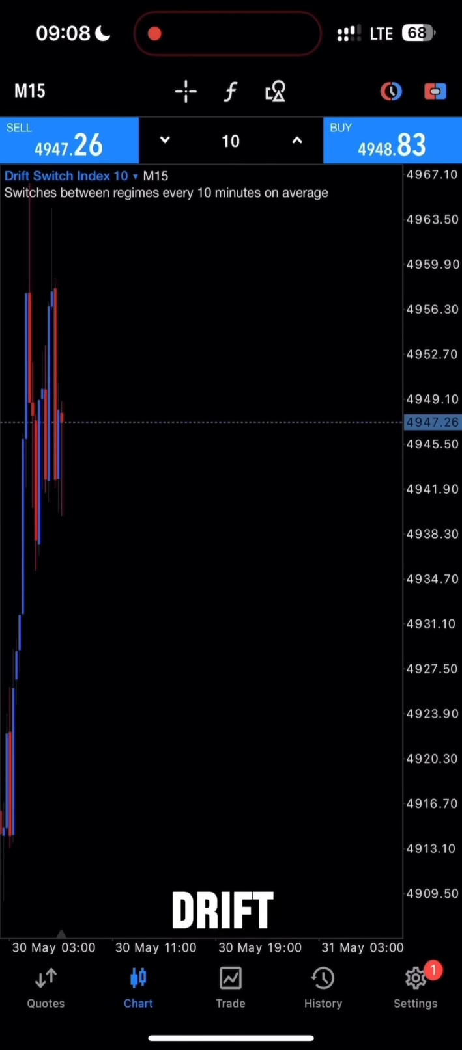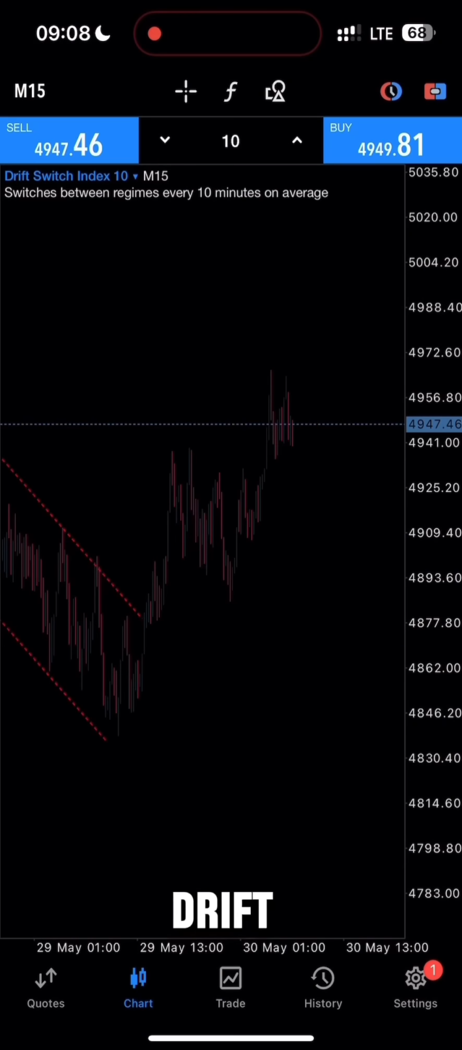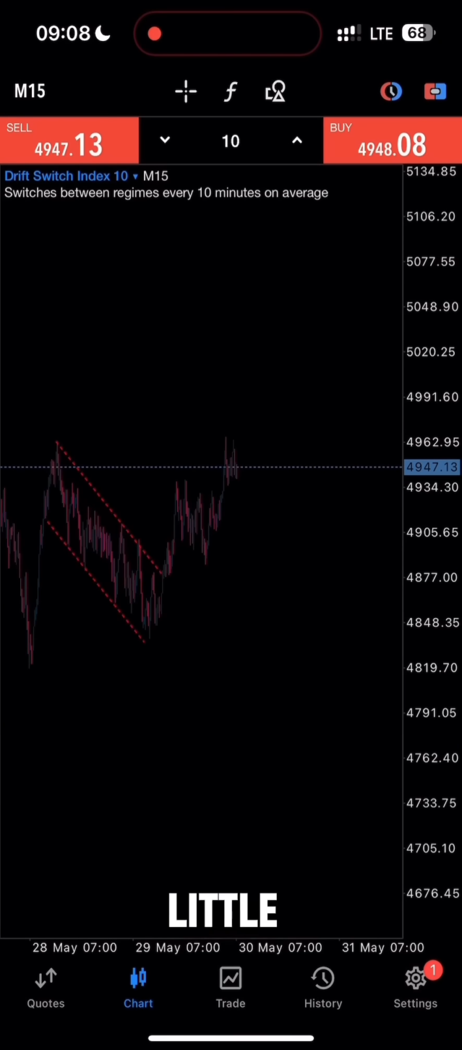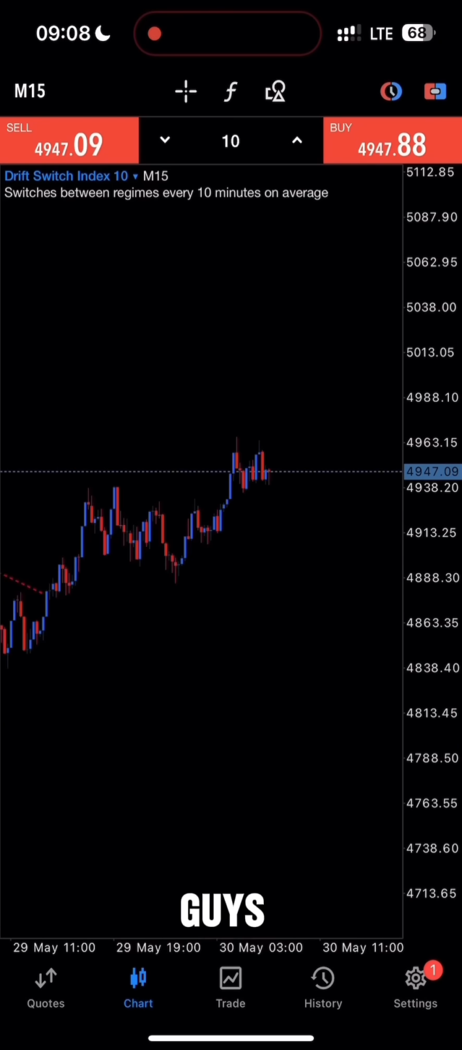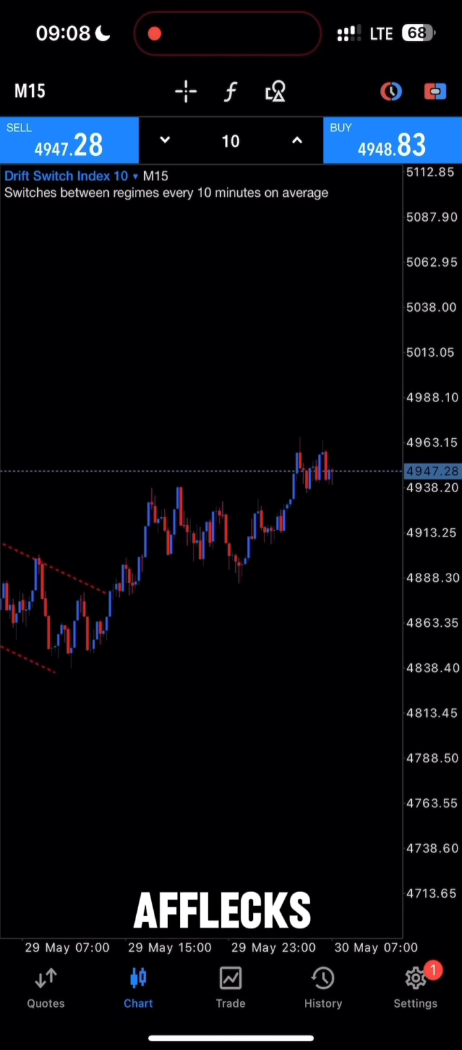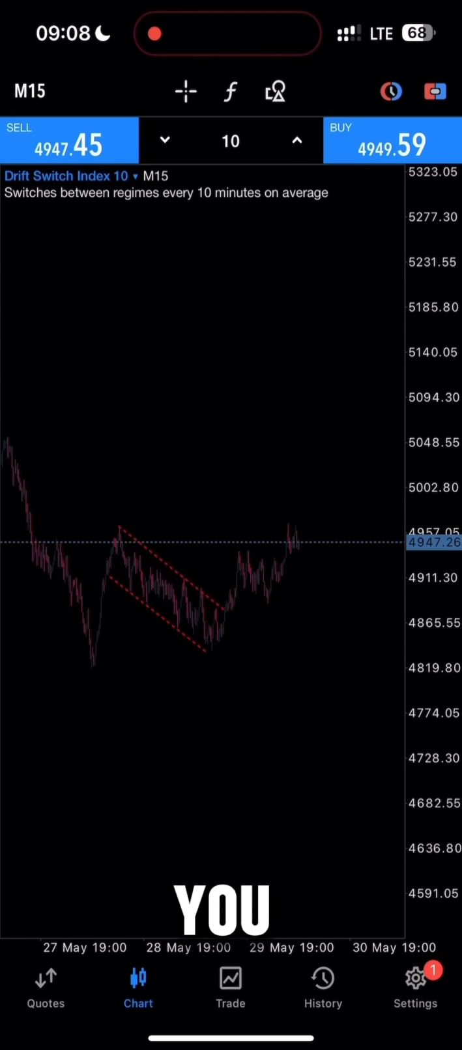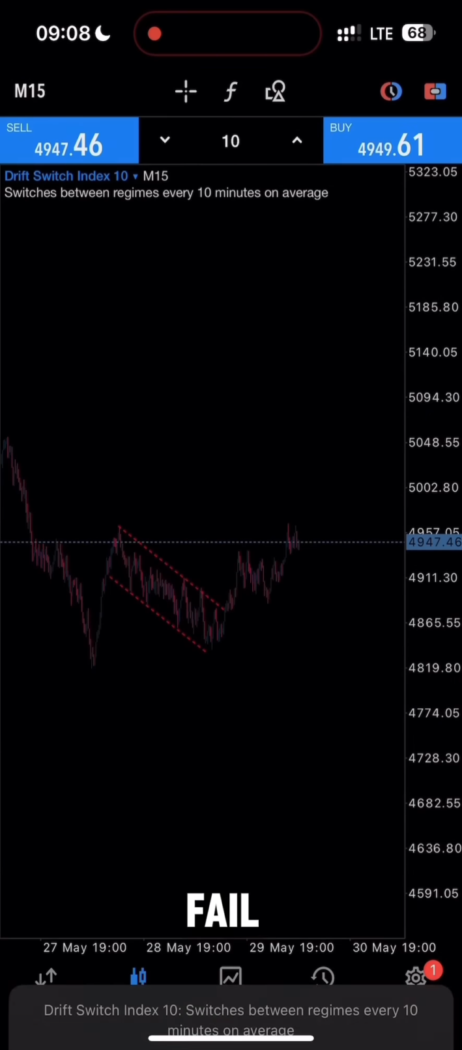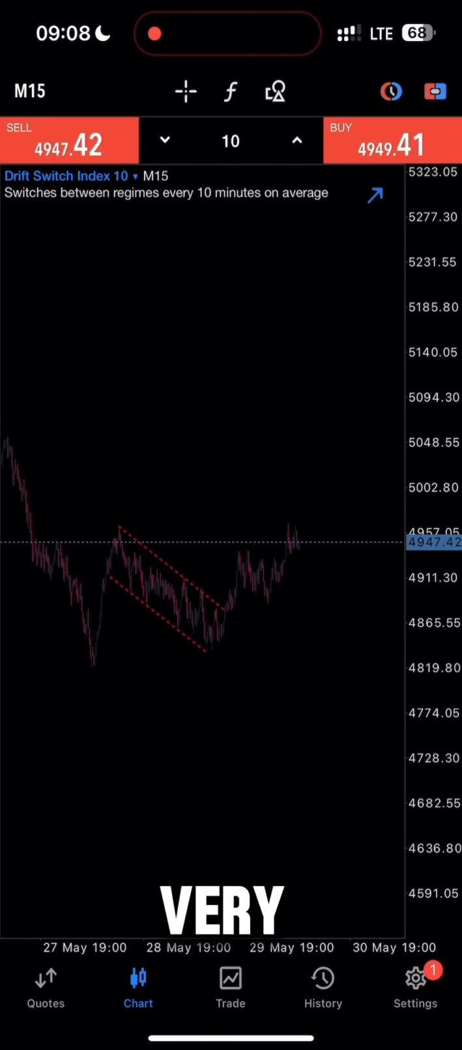So let's go to Drift Switch 10 index. Drift Switch has got a little something too. You guys, you have seen how many flags I'm identifying, and then you fail to find these setups. These setups are very simple.